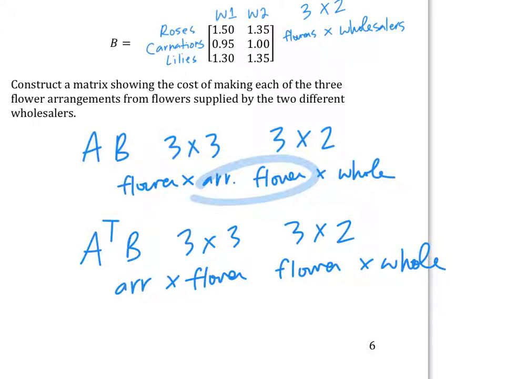Let's talk about what matrix I'm going to get at the end. If I multiply them together, what is the category of the matrix I'm getting at the end? Arrangement times wholesale. So arrangement type by wholesaler. And then in the middle I have all my price. Okay, so now you're going to use your calculator to do all that stuff for you.